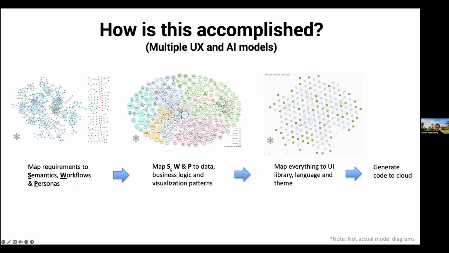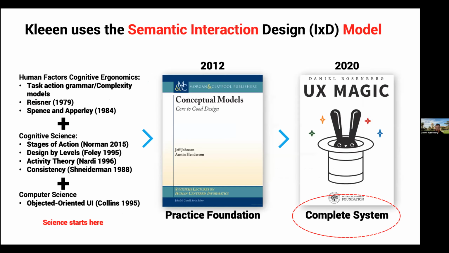Then you basically take the semantics, workflows, and personas, and they have to be mapped to the business logic, and you have to select your visualization patterns. And then you have to map everything to a UI library, to a language. By language, I mean English, Spanish, German, because this can operate in any language, and to some visual design themes and generate the code. I can explain and answer questions about this part a little bit. Now, how does this all work?